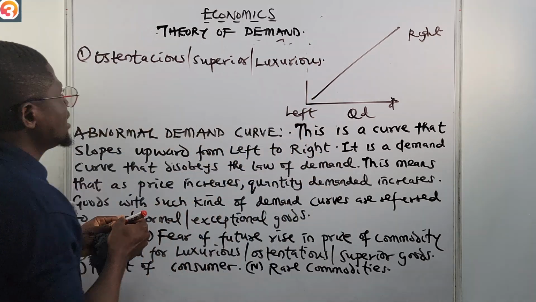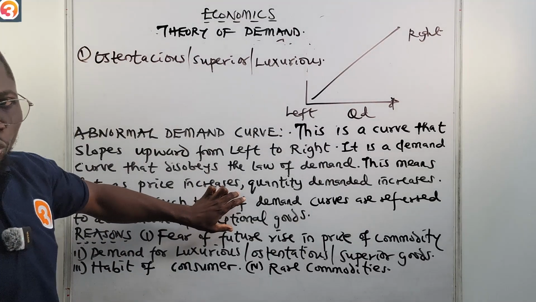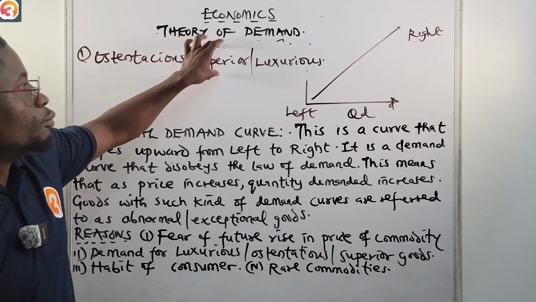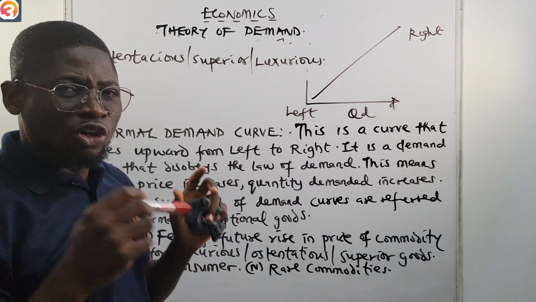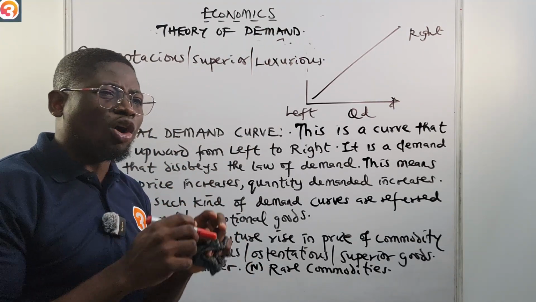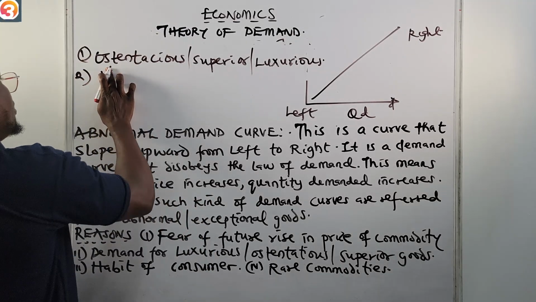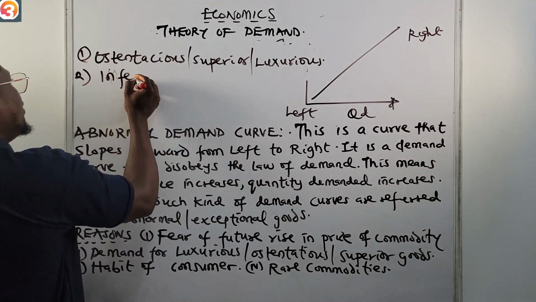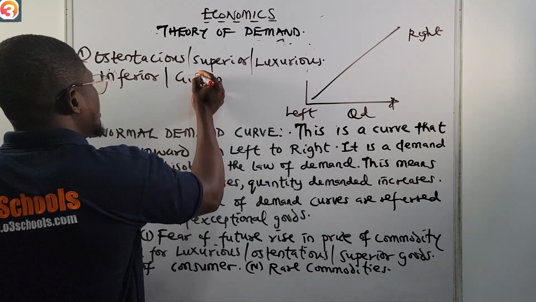Okay, so these are what? This is one example of an abnormal good. Ostentatious, superior, or luxurious goods. Then we also have number two, which we call inferior or Giffen goods.